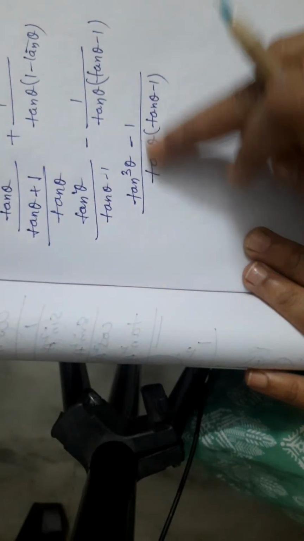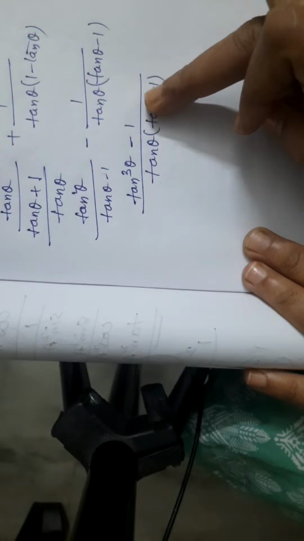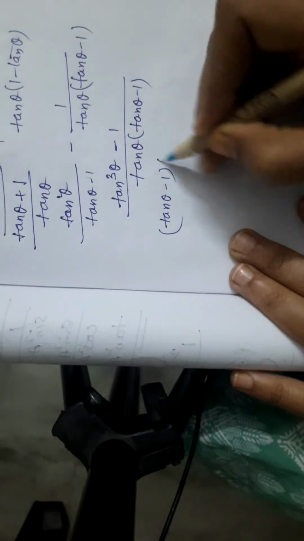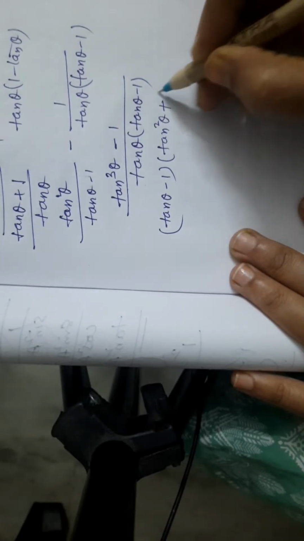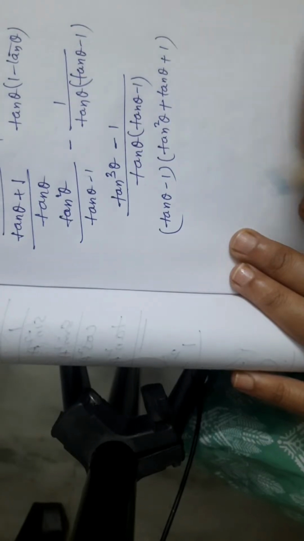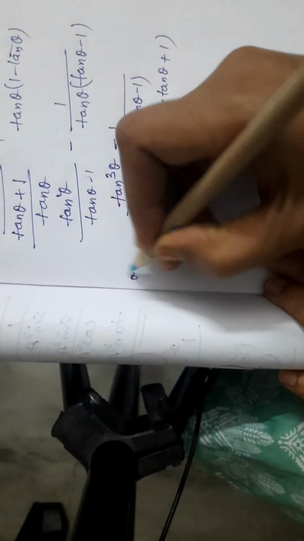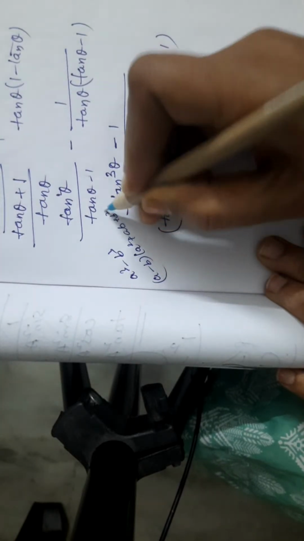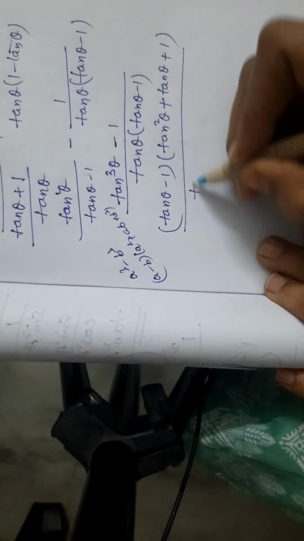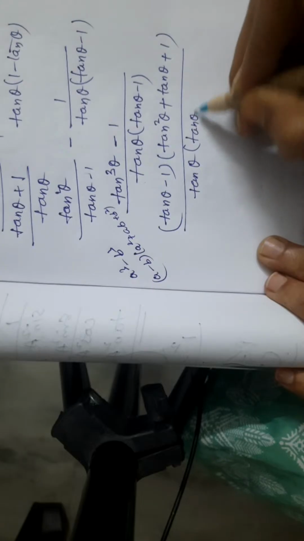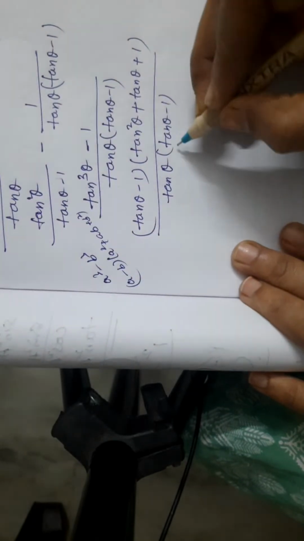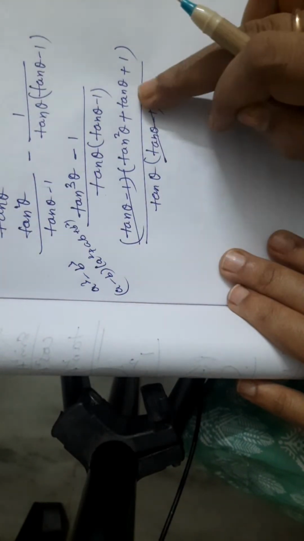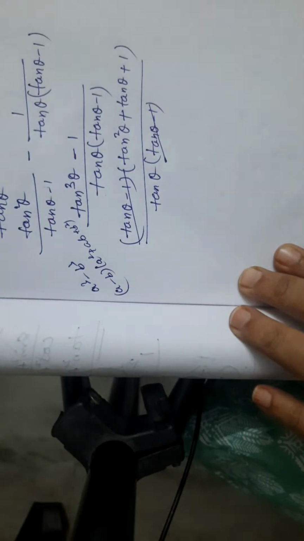Here we got the identity of a cube minus b cube. So formula will be a minus b, a square plus ab plus b square. Apply the identity of a cube minus b cube. a minus b, a square plus ab plus b square. Whole divided by tan theta minus 1. Now the term tan theta minus 1 will get cancelled. So we are left with tan square theta, tan theta and 1.